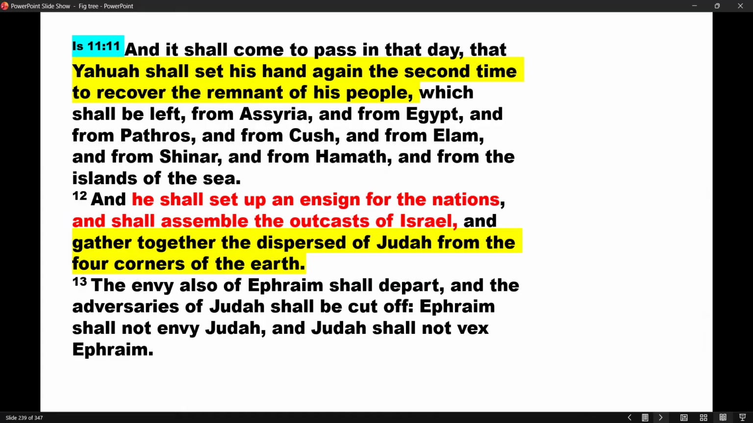The envy also of Ephraim shall depart, and the adversaries of Judah shall be cut off. Ephraim shall not envy Judah, and Judah shall not vex Ephraim. So there won't be no more fighting and all this type of stuff. It's supposed to be peaceful. Lion's supposed to be laying down with the lamb. I mean, all these different things. Mashiach's kingdom supposed to be here. They're still talking about building the temple. Where's the throne? Where's the throne of David? So they can't be back.